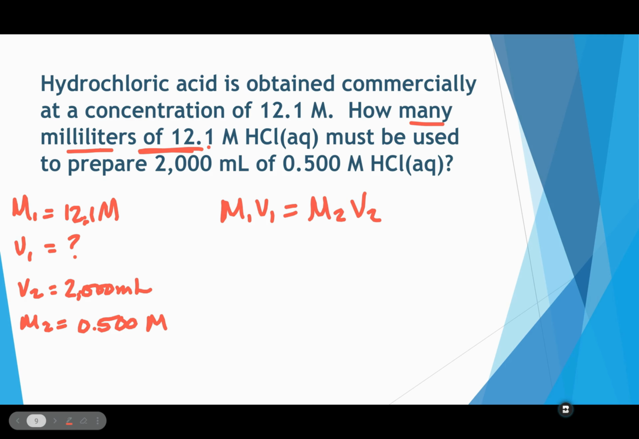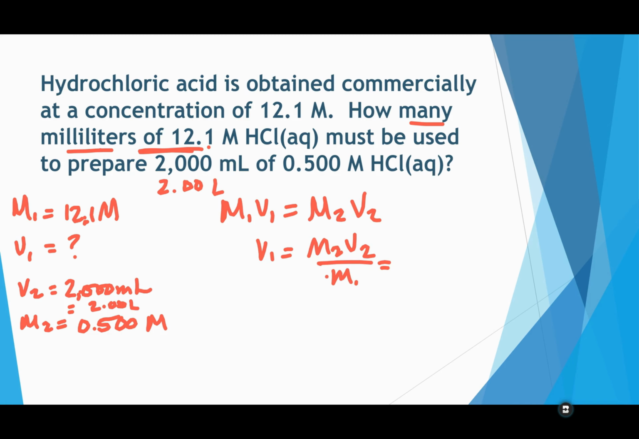Actually, to make it a little more digestible, let's make this 2.00 liters. Oh, that's a lot actually. Try to keep it to 3 sig figs. That's what I meant. So I'm going to solve for V1. V1 equals M2V2 divided by M1. And I'll plug in my numbers: 0.500 times 2.00 divided by 12.1.